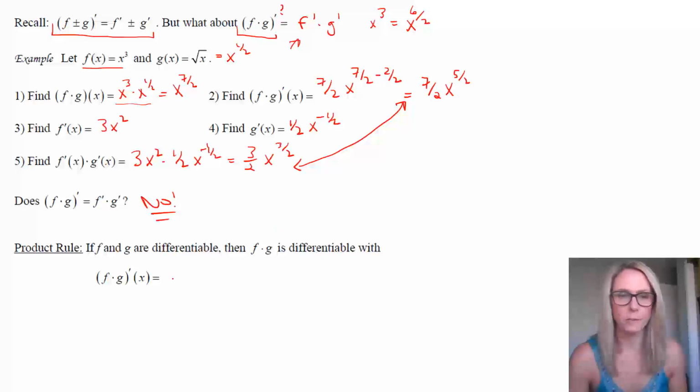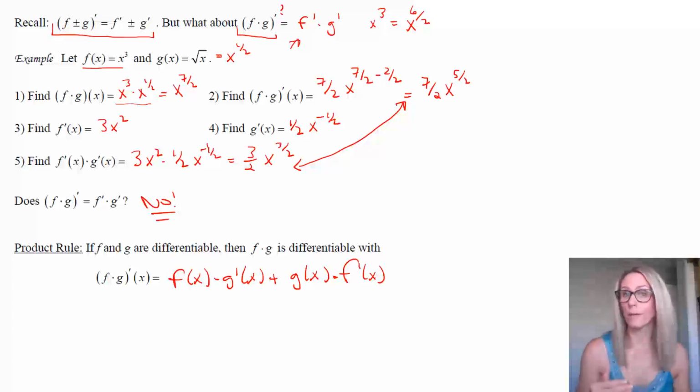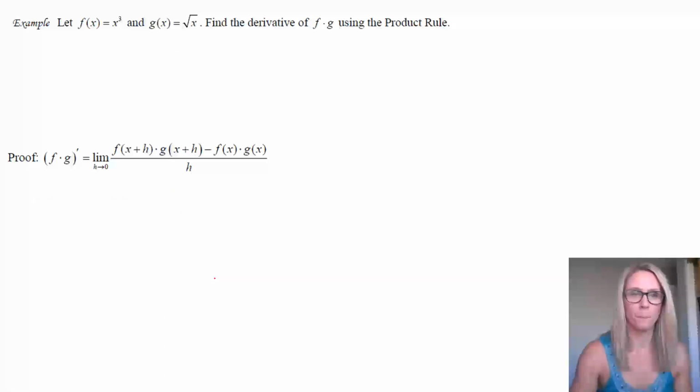The product rule says that if you have two things multiplied together and you take the derivative, you take the first function, multiply it by the derivative of the second function, and then add the second function times the derivative of the first function. That's everything you have to do in order to get your derivative. So I'll show you an example.